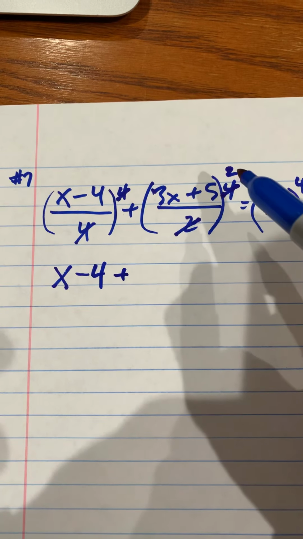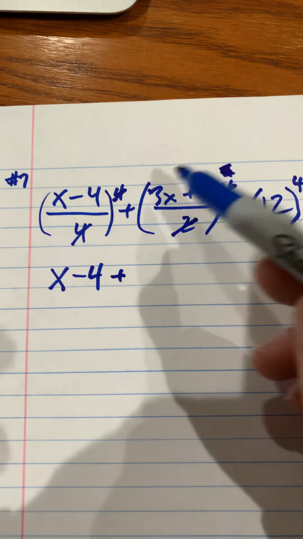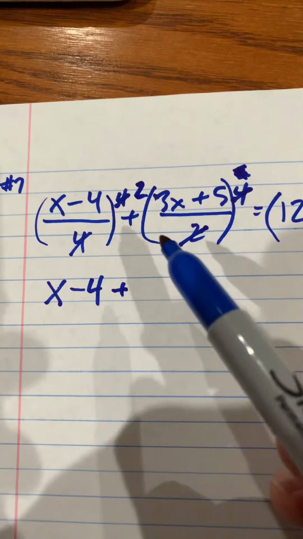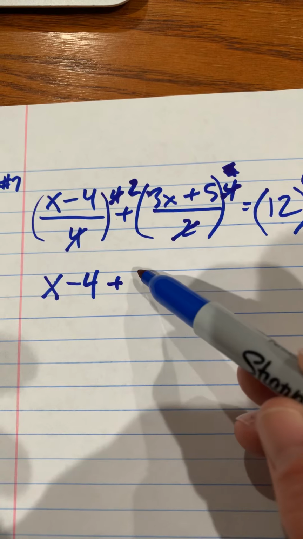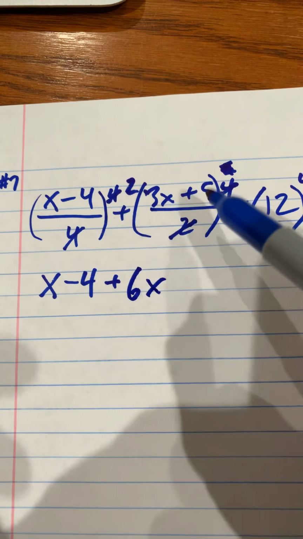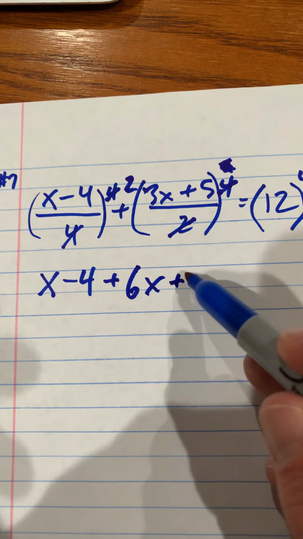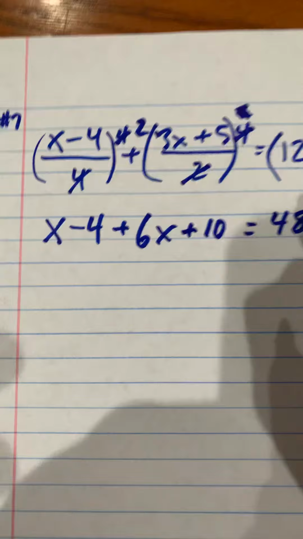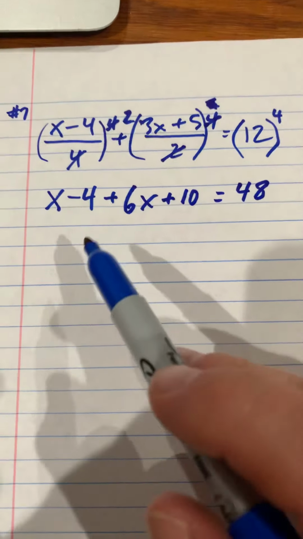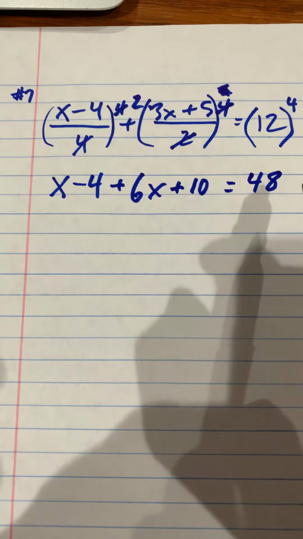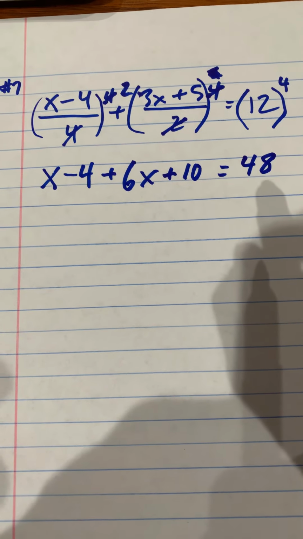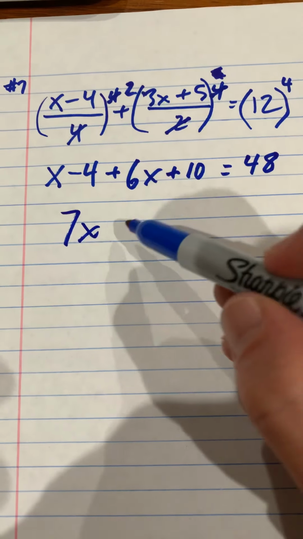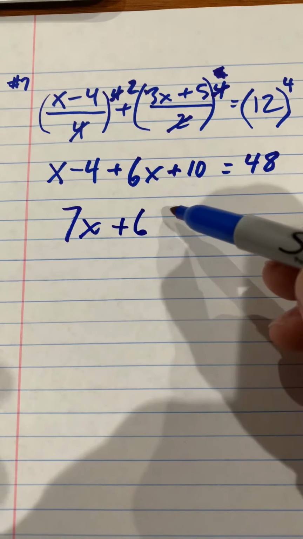Now I'm going to distribute this 2, so maybe it's easier to write it over on this side. Maybe it's visually easier to see that way. So just multiplying: 2 times 3x gives me 6x, and 2 times 5 gives me positive 10, equals 48. Now, at this point, we're just going to combine like terms. Now it's just simple solving for x, right? So this gives me 7x plus 6 equals 48.